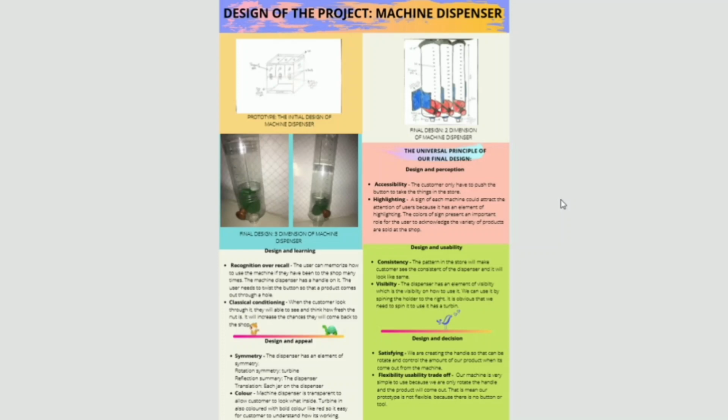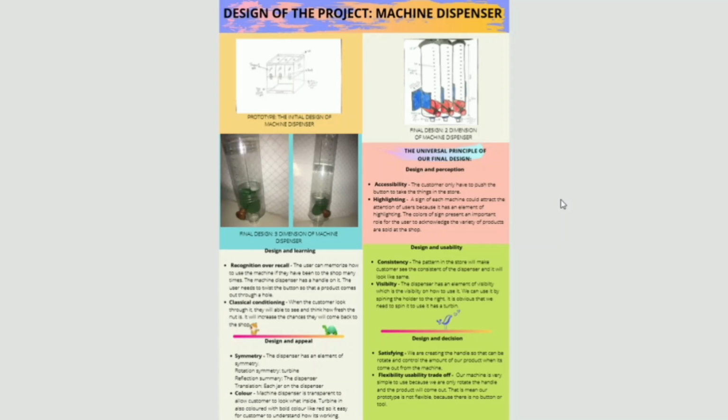Next is symmetry. The dispenser has an element of symmetry. Symmetry is in design and appeal. Symmetry is a property of visual equivalence among elements in a form. There are three basic types of symmetry, which are reflection, rotation, and translation. Reflection symmetry is mirroring of an equivalent element around a central axis or mirror line.